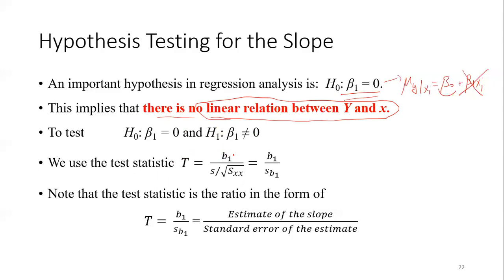Remember, the test statistic was b1 minus m. So m is equal to 0, right, from the null hypothesis. So this is equal to b1 divided by s of b1. So this is the form of the estimate of the slope, which is b1, divided by the standard error of the estimate. Okay?